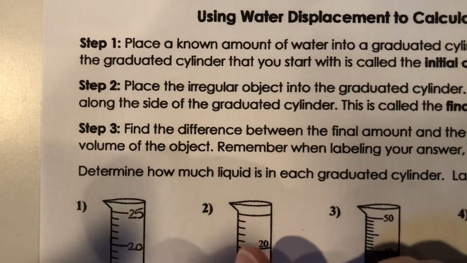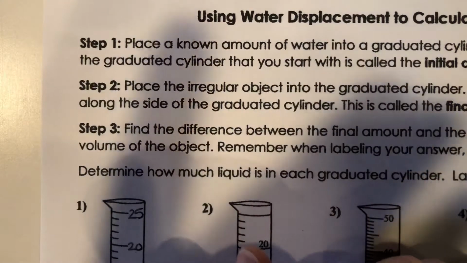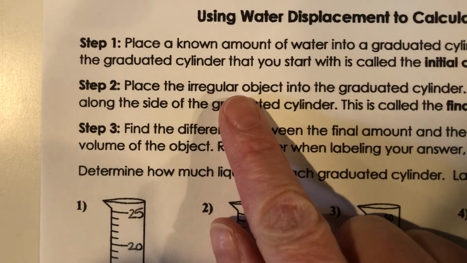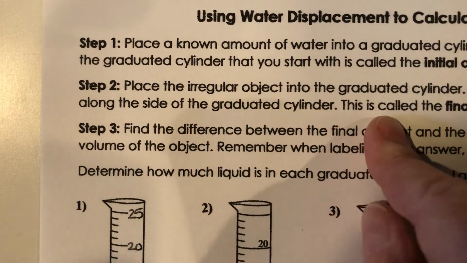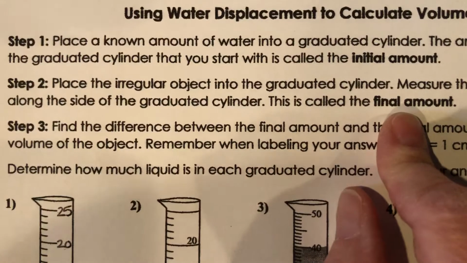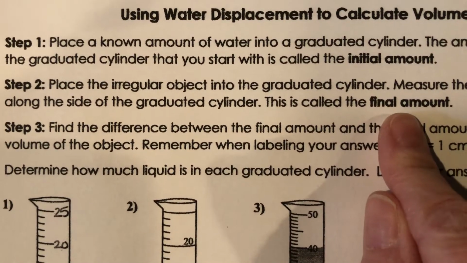Because just like when you take a bath, the water doesn't stay the same, right? When you get into that bathtub, doesn't the water rise up? Yes, the same thing's going to happen when you put this irregular object in the graduated cylinder. It's going to rise up. Then you look at the side of the graduated cylinder, and you see, okay, what did that water go up to? That's called the final amount.